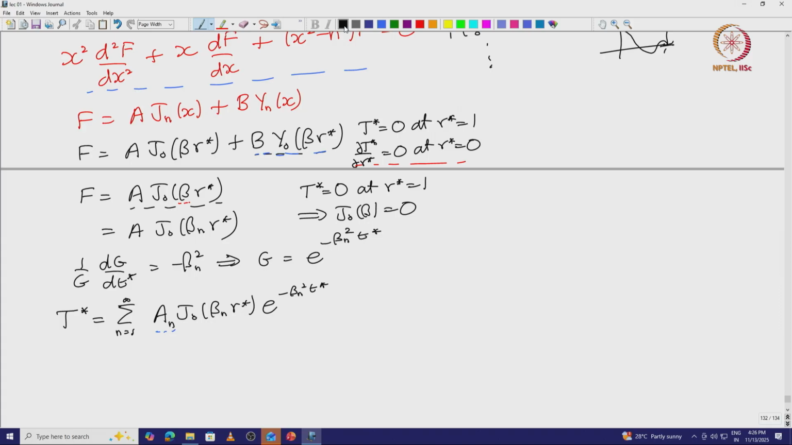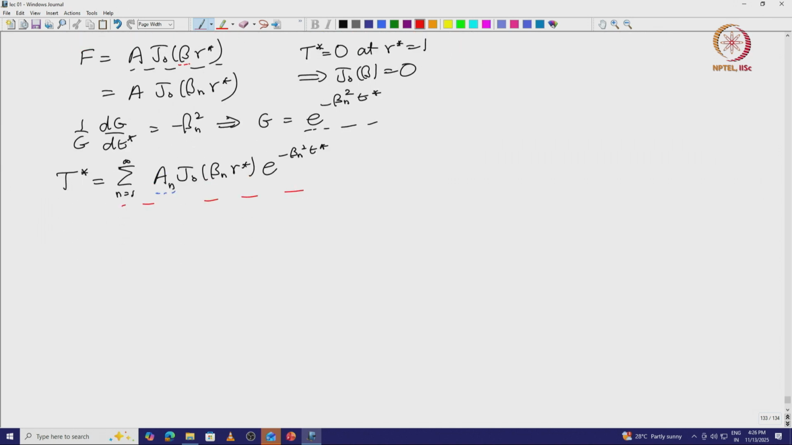The exponential part, of course, in time, is e power minus beta n square t. Therefore, the final solution is of this form: a n j naught of beta n r times e power minus beta n square t. And we have to determine the coefficients a n from the initial condition.